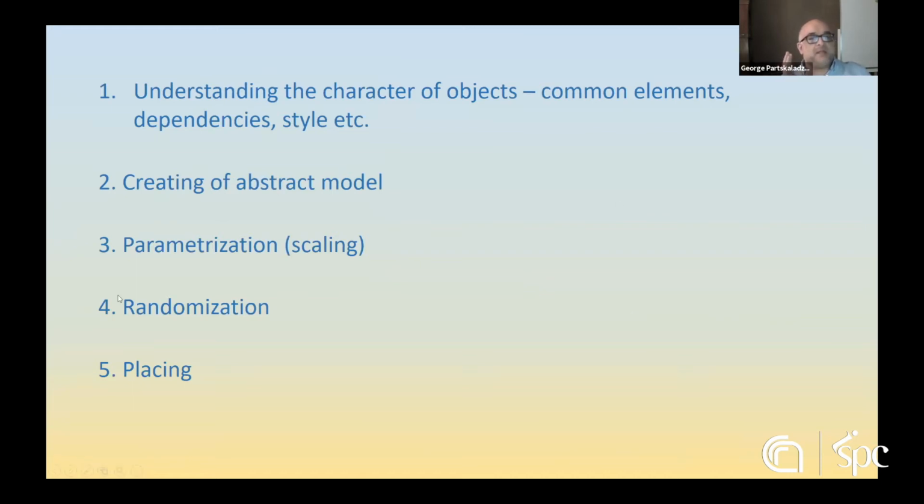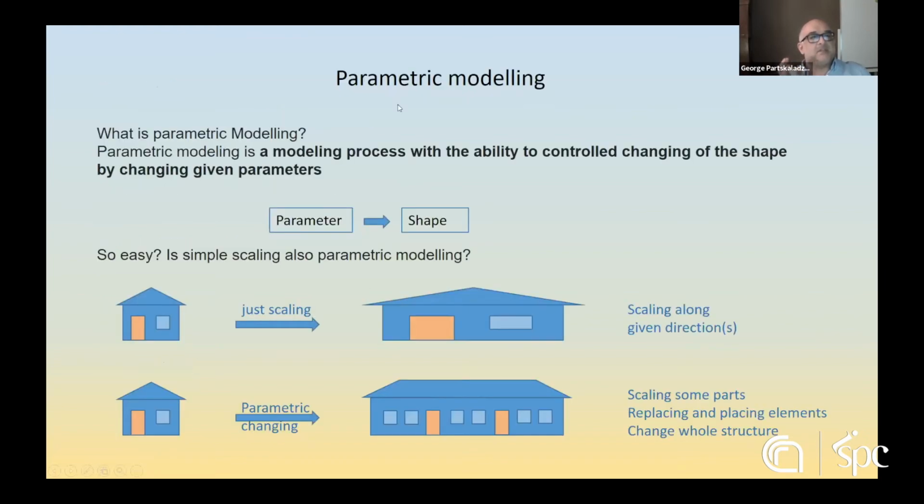Creating an abstract model, parametrization, randomization, and placing. So parametric modeling: you have some parameter, for example the length of the facade. And when you change this parameter, the shape should change. But it is not just scaling, because when you just scale the building, you receive nonsense. By scaling, you should change the initial building into another one.